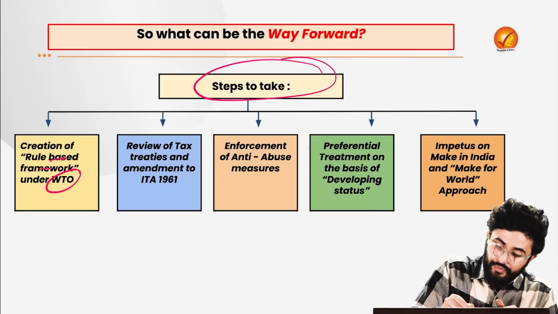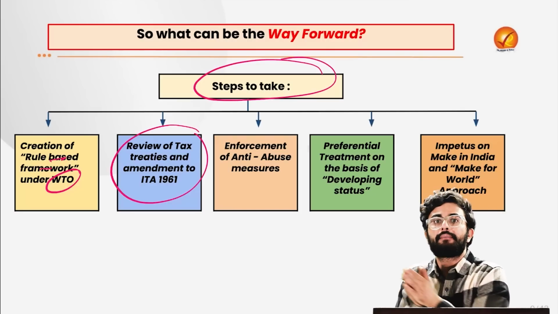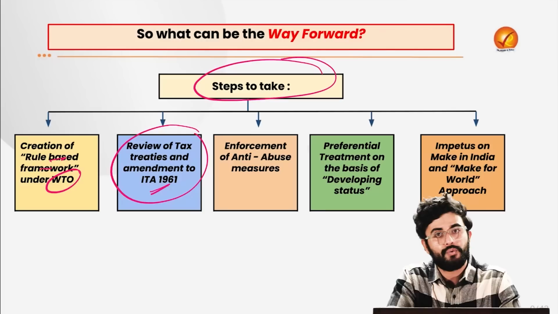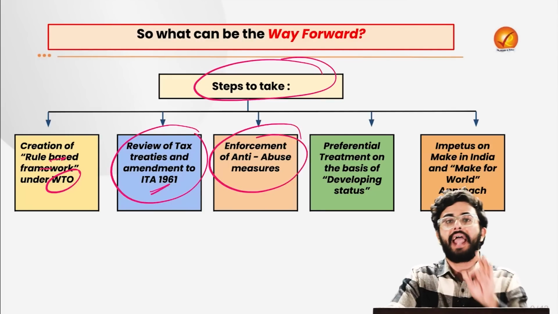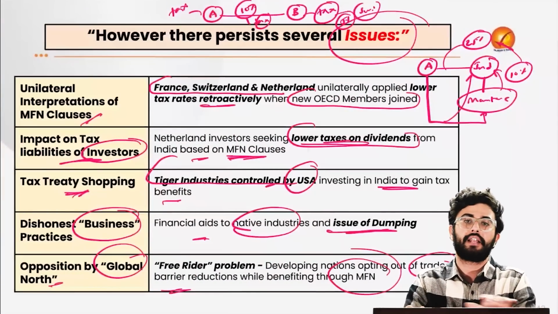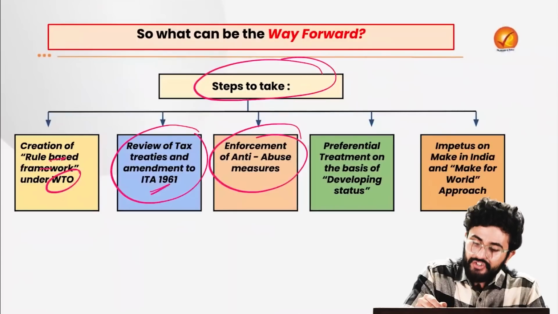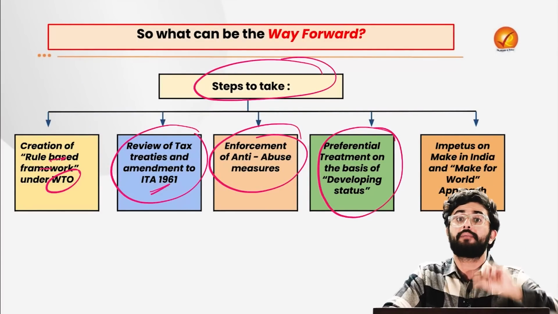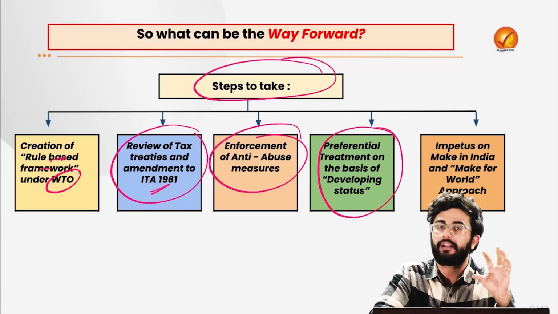Then we need to review the various tax treaties which we have with other countries and bring them on par with the MFN clause. And the amendment of the Income Tax Act 1961 is required as well, as directed by the Supreme Court. Then we need to enforce anti-abuse measures which were being taken, for example, by France, Switzerland, Netherlands, or various other developing and developed nations. And the preferential treatment which we are providing shall be on the basis of developing nation status, which shall be defined specifically under the World Trade Organization's agreements.